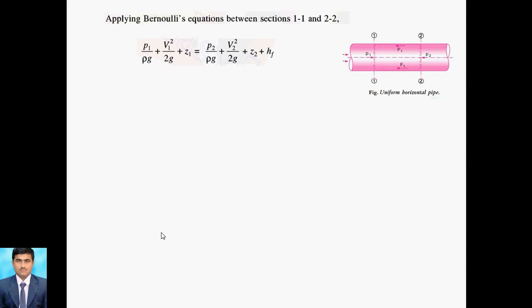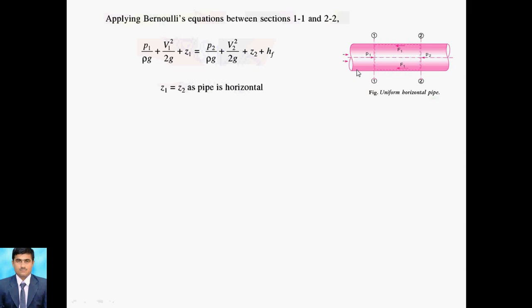So P1 by rho g is the pressure head, V1 square by 2g is the velocity head, and Z1 is the datum head. These are the heads at section 1, and at section 2 we add HF, because whenever there is a loss, it can be nullified by this HF. That's why we can add HF over here. So this is the application of Bernoulli's theorem for real fluids.